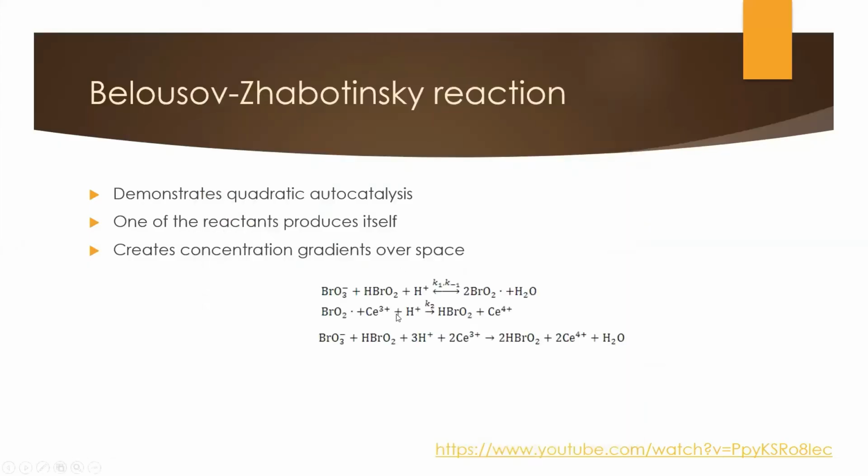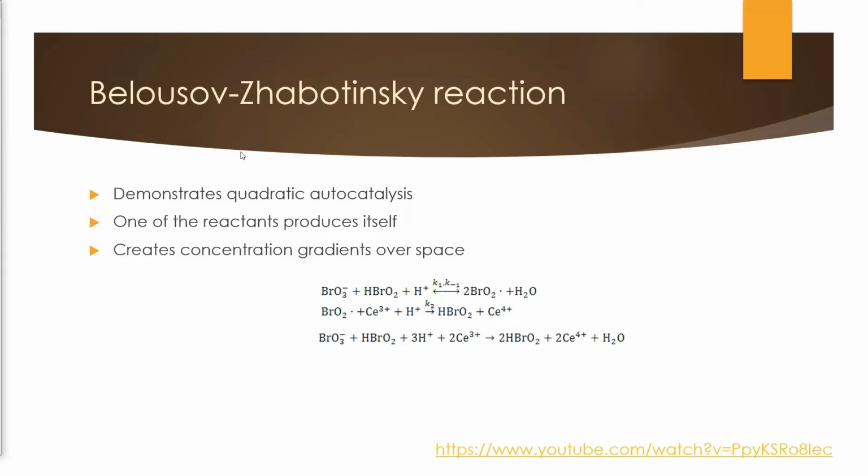This reaction demonstrates what's called quadratic autocatalysis. So what's meant by quadratic autocatalysis is we can see here in this mechanism. This is the mechanism of the reaction that we just observed. So we have bromate anions reacting with HBrO2 and protons to make 2 BrO2 radicals and water. And then the BrO2 radical reacts with a cerium 3+ to oxidize that to 4+ and make an HBrO2.